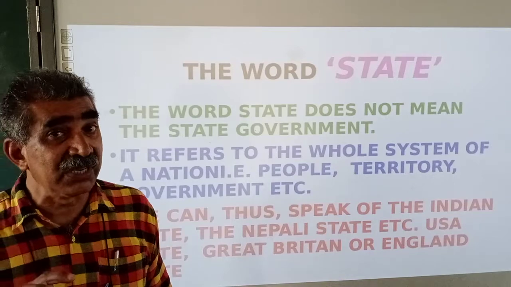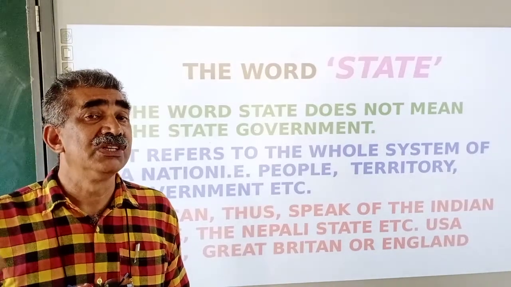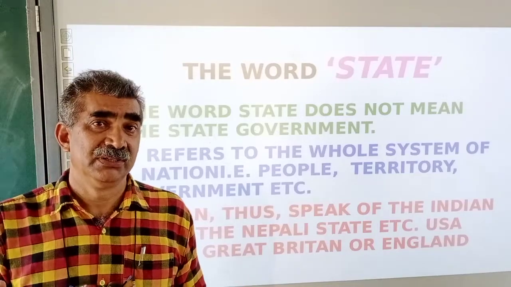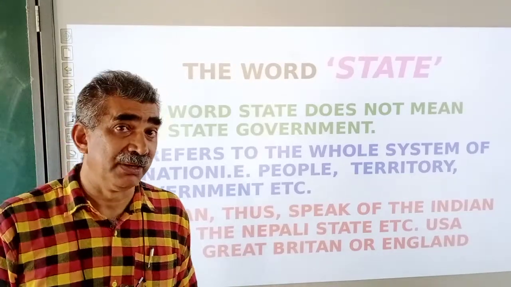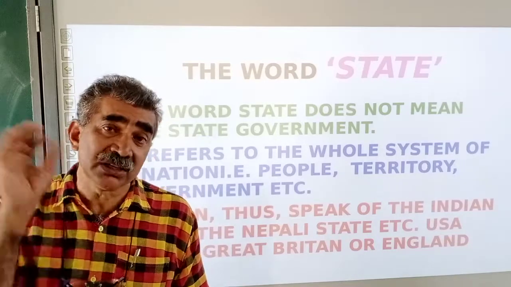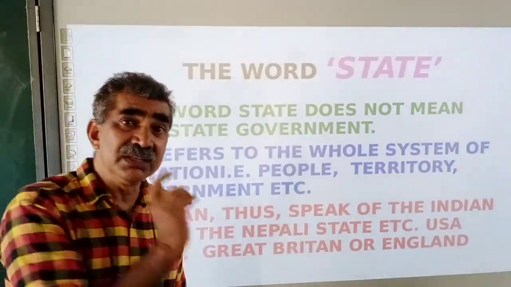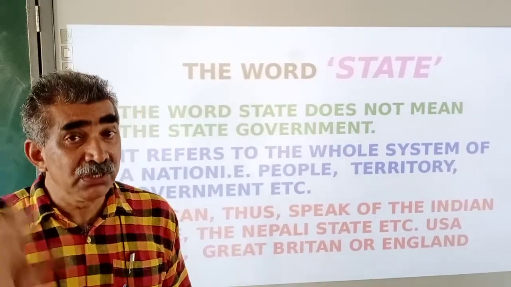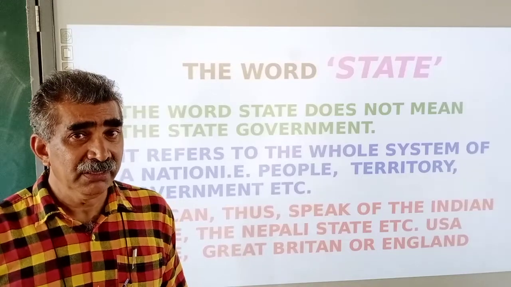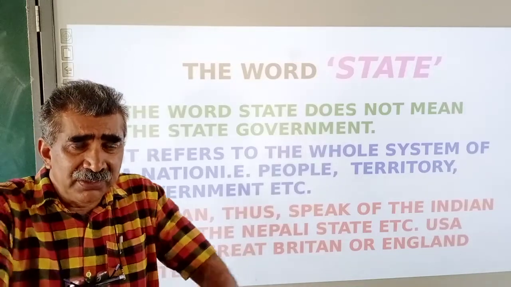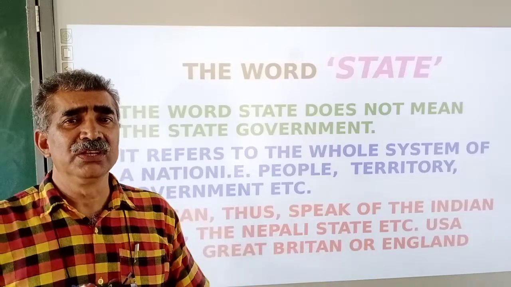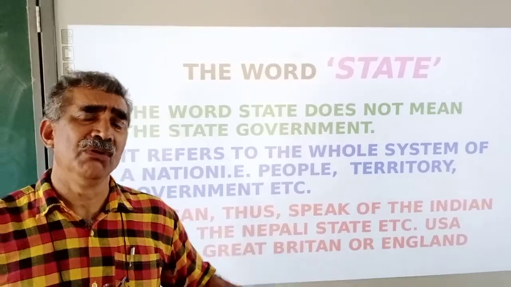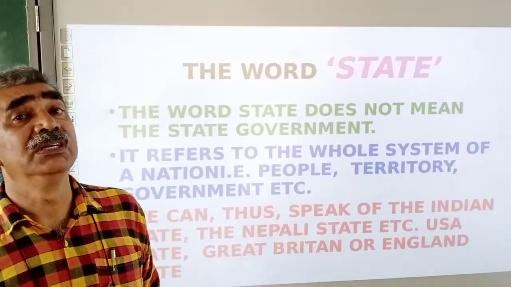So when we use state, don't misunderstand it as state government. India is called a state, not a government, not the central government. Central government is not called a state; central government is called central government. The word state is used for complete India. It includes the people, the government, the judiciary, the land, everything together. The ruling party, the opposition party, we are all together. That is the word state.